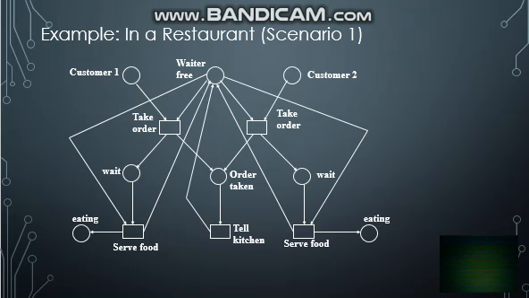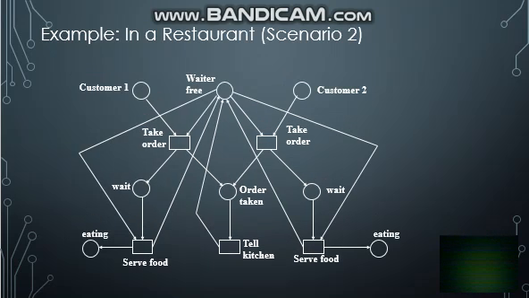And for scenario 2, in a restaurant, the waiter takes the order of customer 1 and takes the order of customer 2. After that, the waiter tells it to the kitchen. When the food is finished, the waiter serves the order first to customer 2 and then to customer 1.